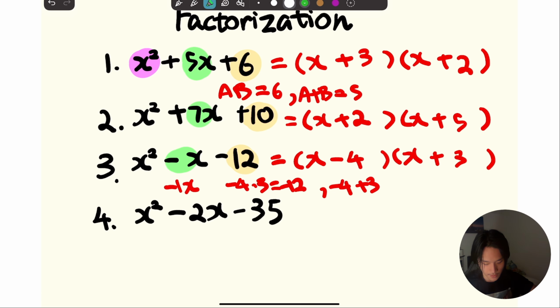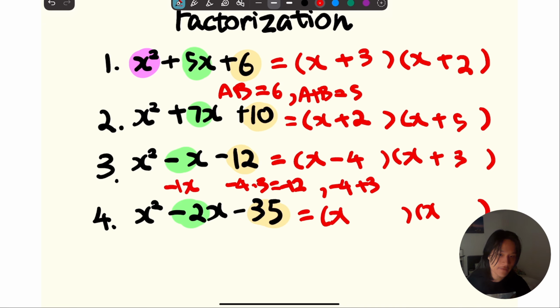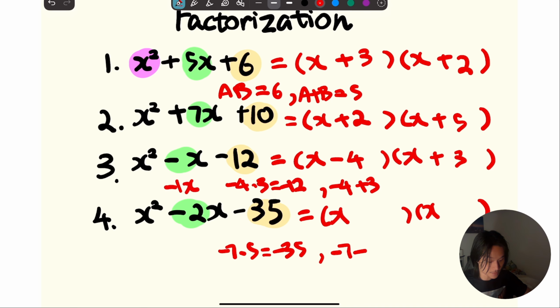Now, for the last one, it seems a bit more difficult, but it's actually just the same thing. So once again, we have minus 2x and minus 35. So I'm thinking we have x and x. So 5 times 7 is 35, and we want minus 2. So minus 7 times 5, that's minus 35. And minus 7 plus 5, that is minus 2. So the factorization is x minus 7 multiplied by x plus 5.